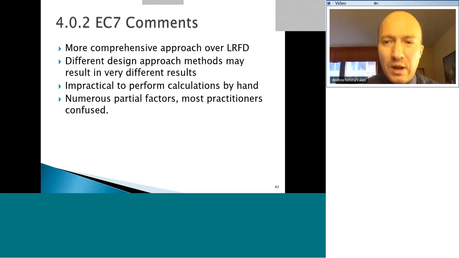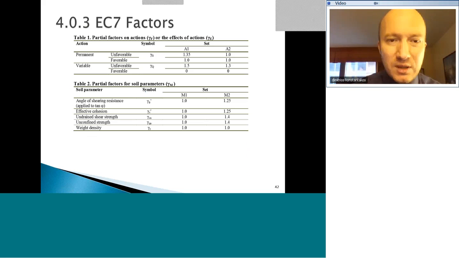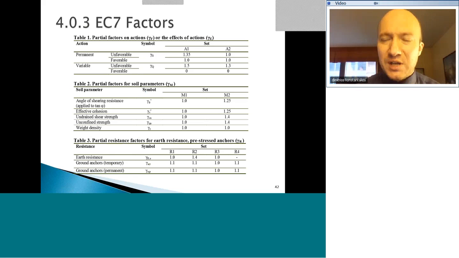So again, it's impractical to perform calculations by hand. It's a lot of individual partial safety factors, and if you were to do this by hand, you're going to be losing a lot of time finding the appropriate factor. And just to point out, I was reviewing Eurocodes for 2 years before I even started programming and adding something. So it's quite cumbersome. They could do a better job describing it more easily, I would think. So anyway, let's look into the various sets of factors.